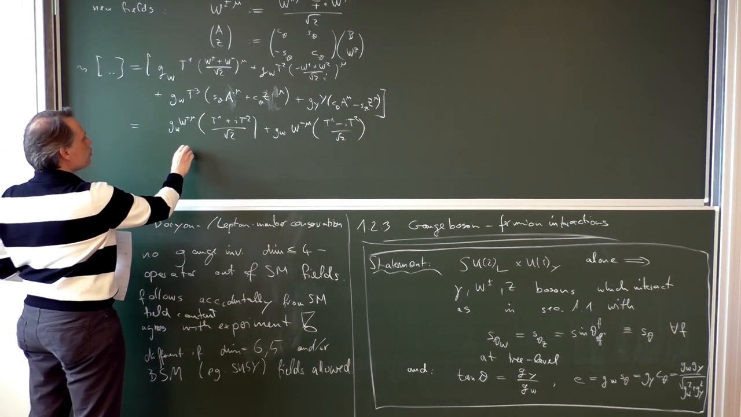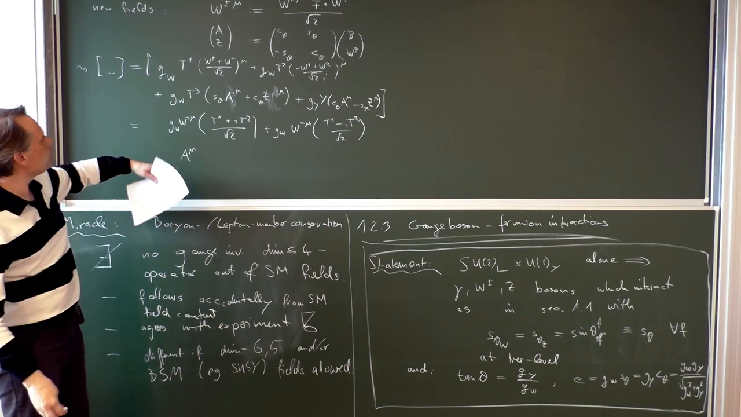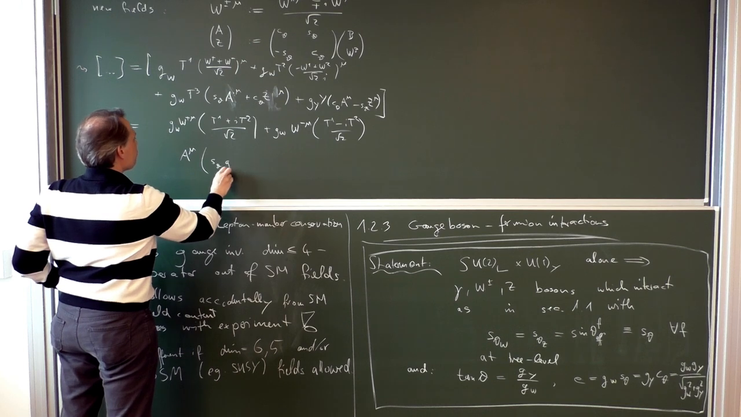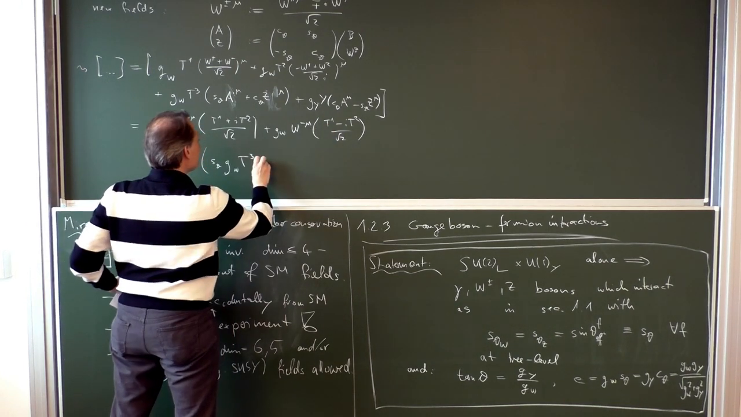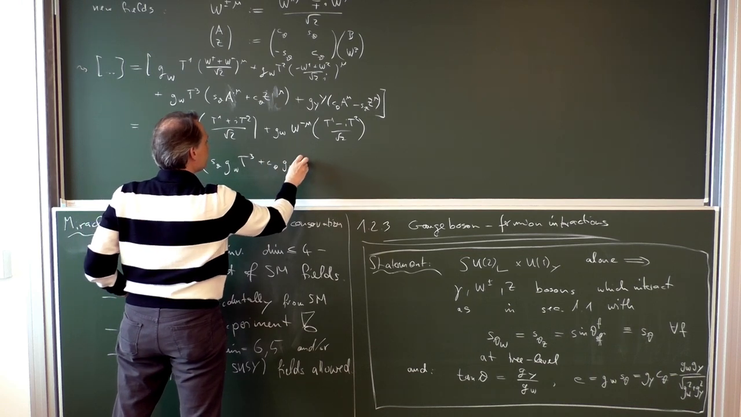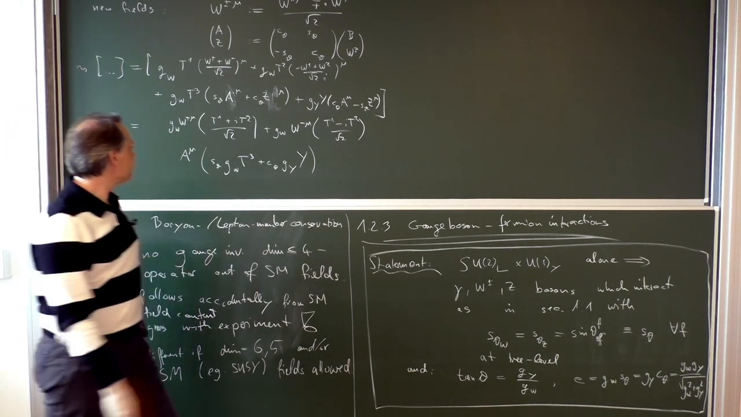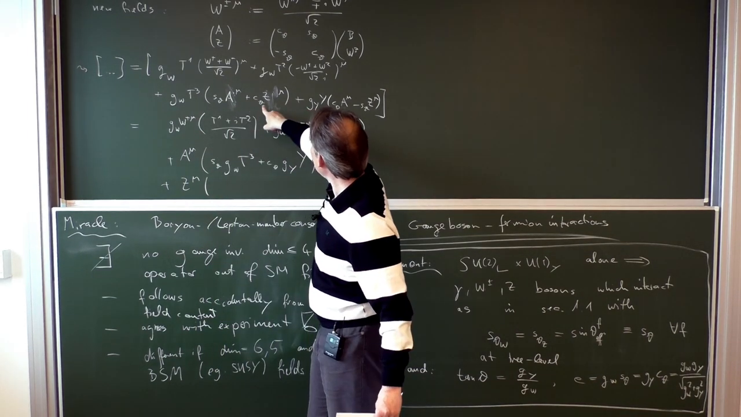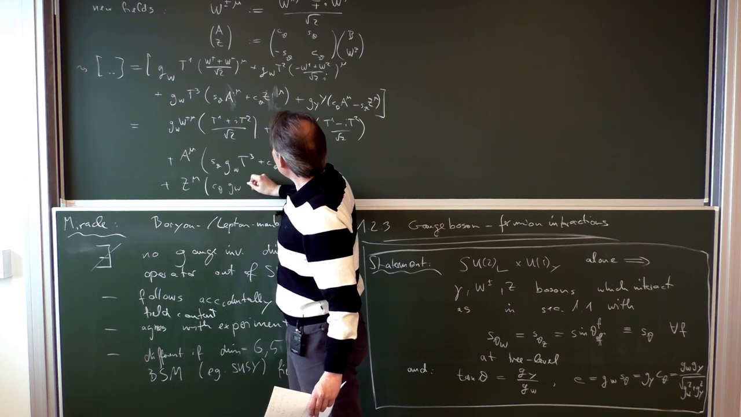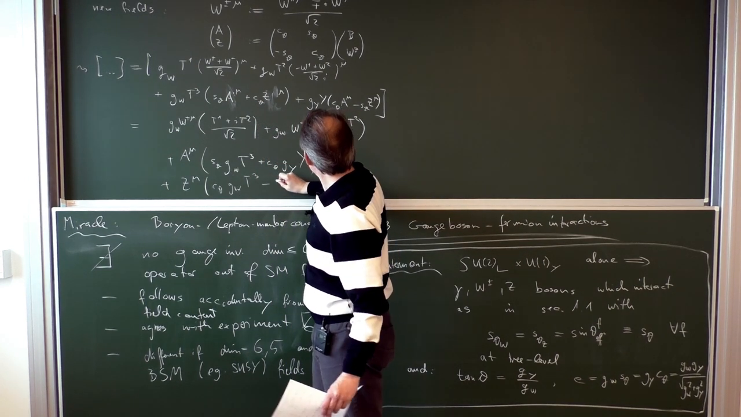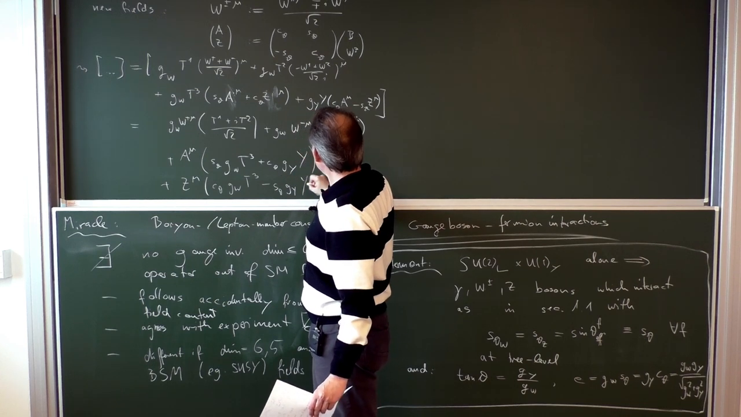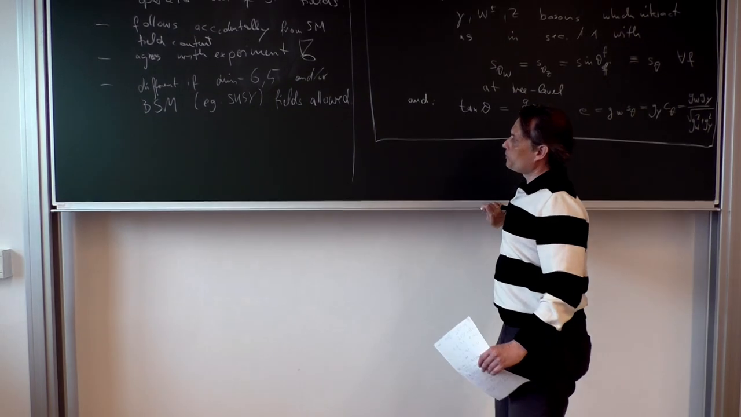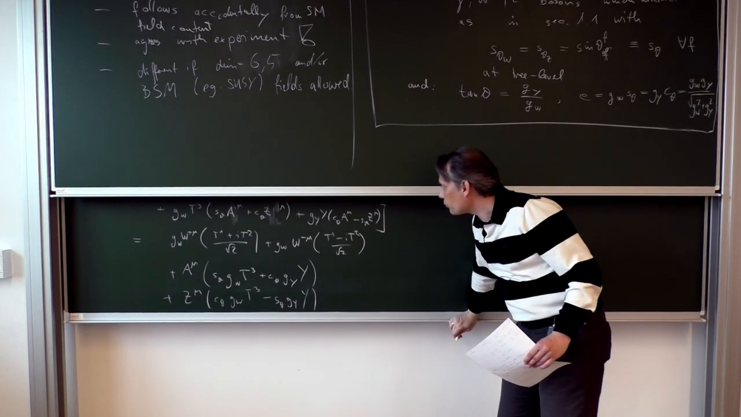Then we have something proportional to the photon. Now it becomes particularly interesting. What are the terms proportional to the photon field? We have here sine G_W T3, and here plus cosine G_Y times hypercharge. That is our prefactor of the photon. And finally, Z mu times what? So we have here Z mu times cosine theta G_W T3 minus sine theta G_Y times hypercharge. Okay. That is our square bracket corresponding to the interaction terms resulting from covariant derivatives.